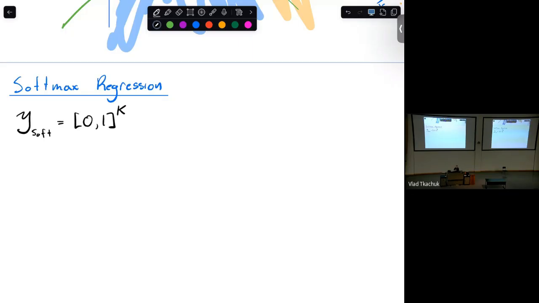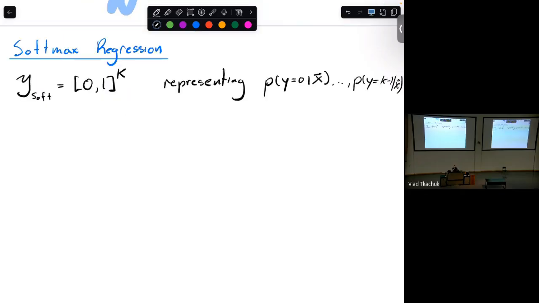It's going to turn out the procedure is essentially the same as before, though. And these are representing the probabilities of y equaling 0 given some x, up to the probability of y equaling k minus 1 given x. And so this is sometimes called multi-output regression.